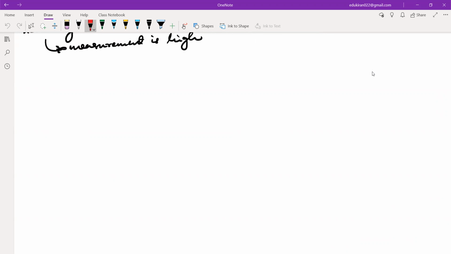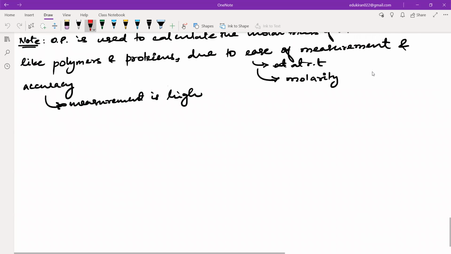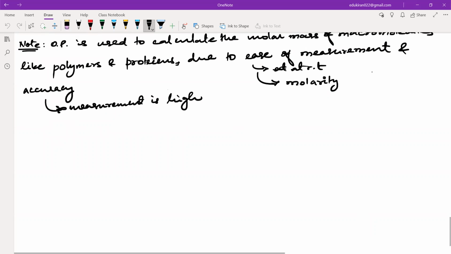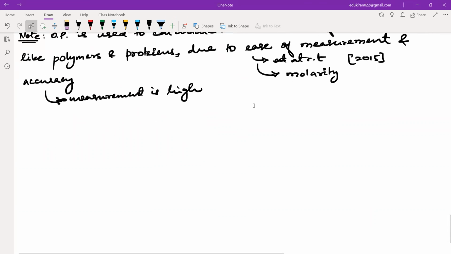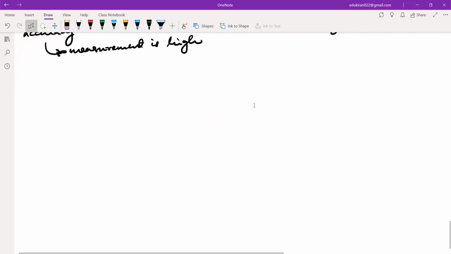Write the question. Also remember, this one was also asked in CBSE examinations. In 2015, it was asked which method, which colligative property is used to calculate the molar masses of macromolecules. Write another question.